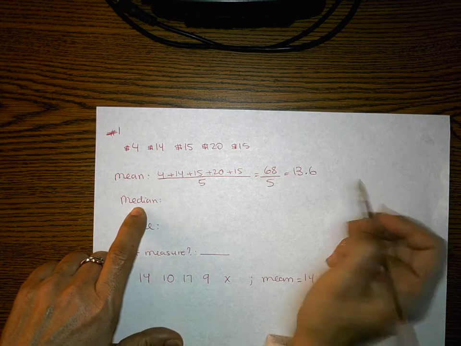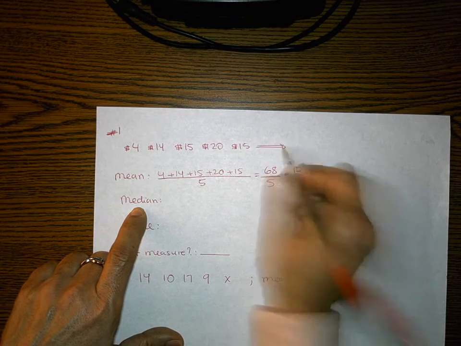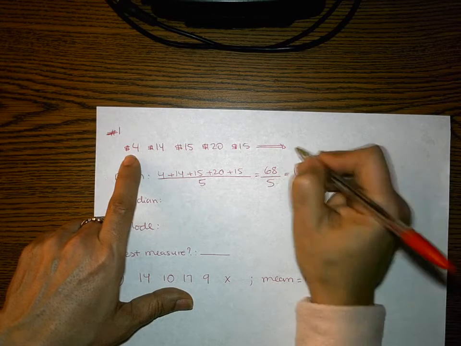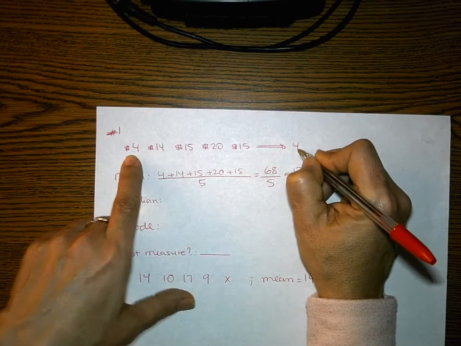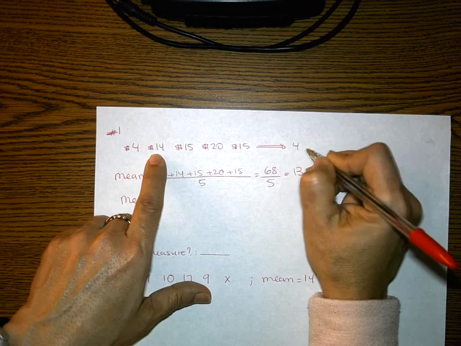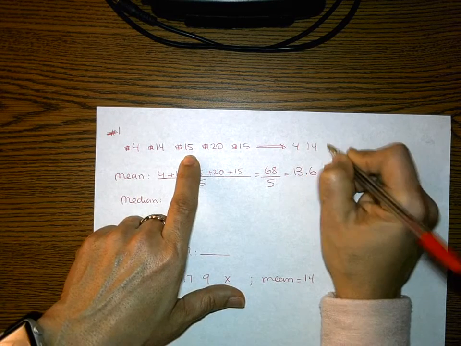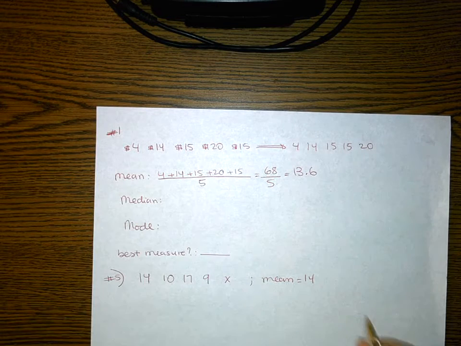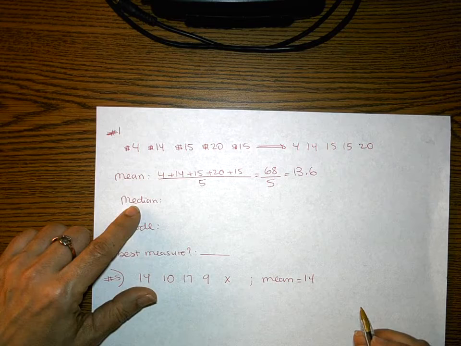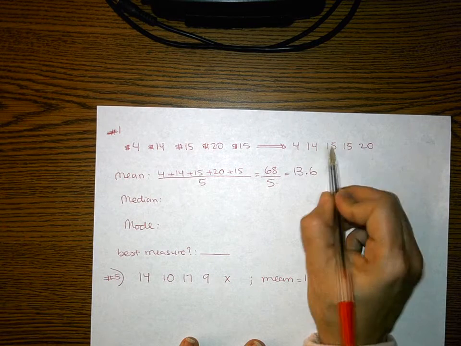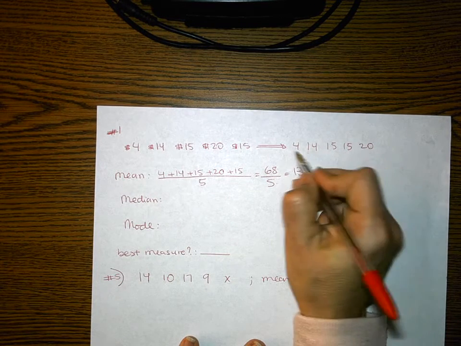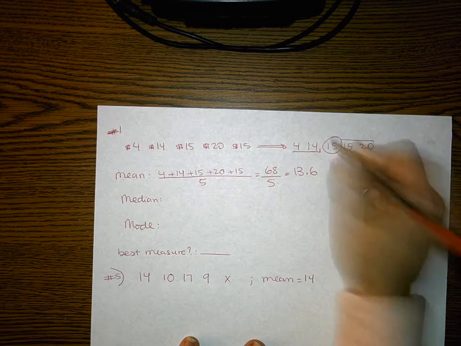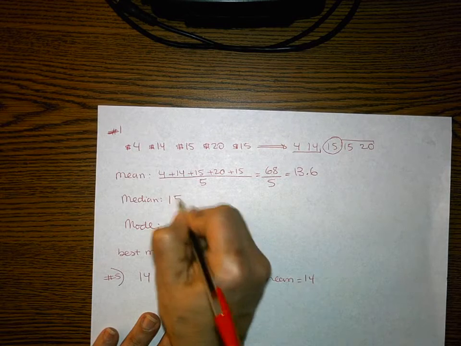The median, I must put it in order. So I'm going to rewrite my data set. I'm going to have a 4. I am going to ignore the dollar values for now. So a 4, the smallest number after that is a 14, and then the 15, and then the 15 again, I have to repeat it, and then the 20. Okay, then we put it in order. Then the median is the middle. So I have 1, 2, 3, 4, 5 values. So I have 2 on the bottom and 2 here on the top. So the middle would be my number 15. So there you go. The median is 15.